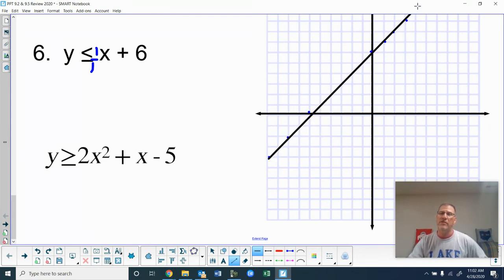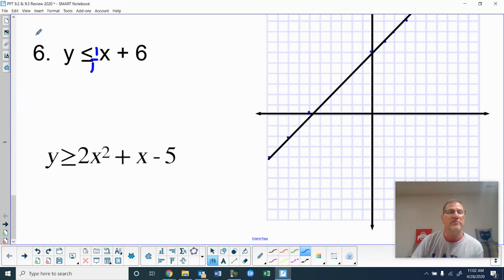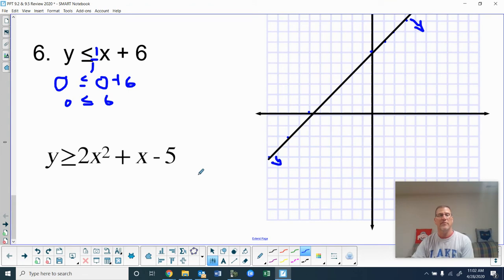Okay. A little bit off my graph, but that's okay. Let's see if 0, 0 works or not. 0 less than or equal to 0 plus 6 would be 0 is less than or equal to 6, which is true. So I shade towards the 0, 0. So this would be bottom right, that side. Again, I'm going to wait to see with my parabola.